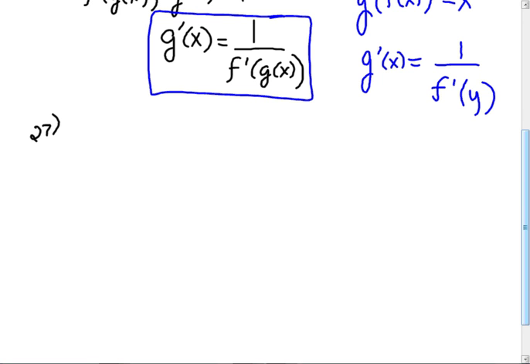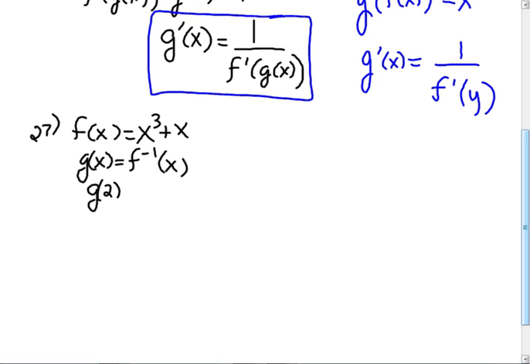So 27. f of x is equal to x cubed plus x. And it says g of x is the inverse of f of x. The very bottom of the sheet, right? And then it says g of 2 is equal to 1. I want to find g prime of 2.